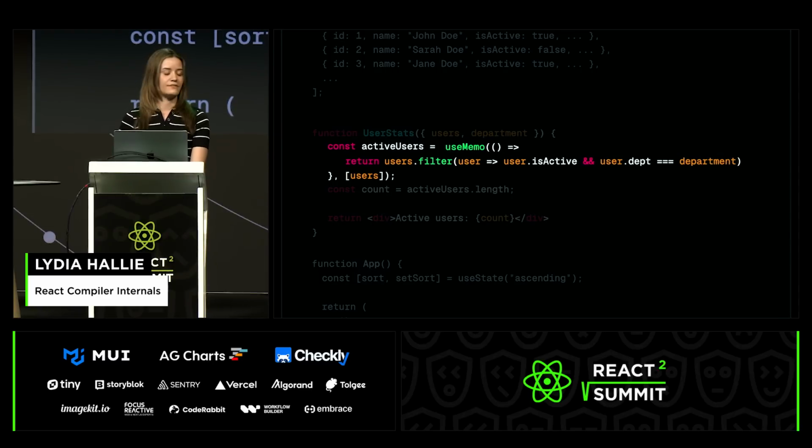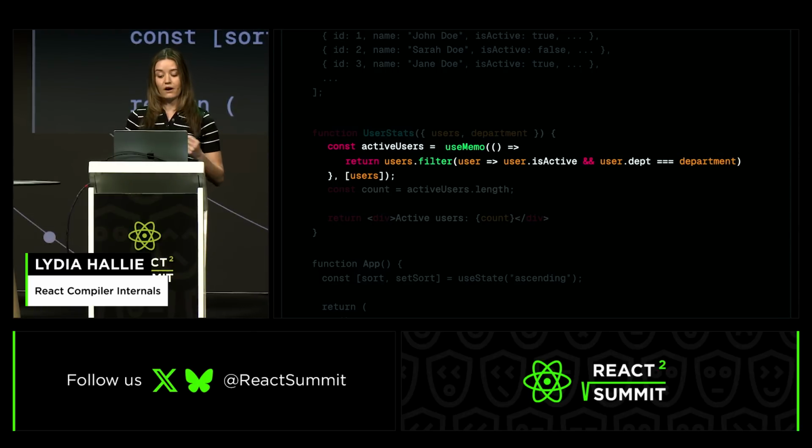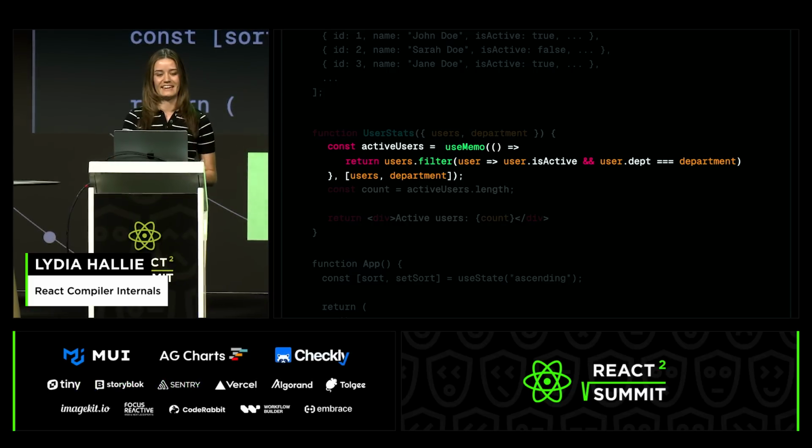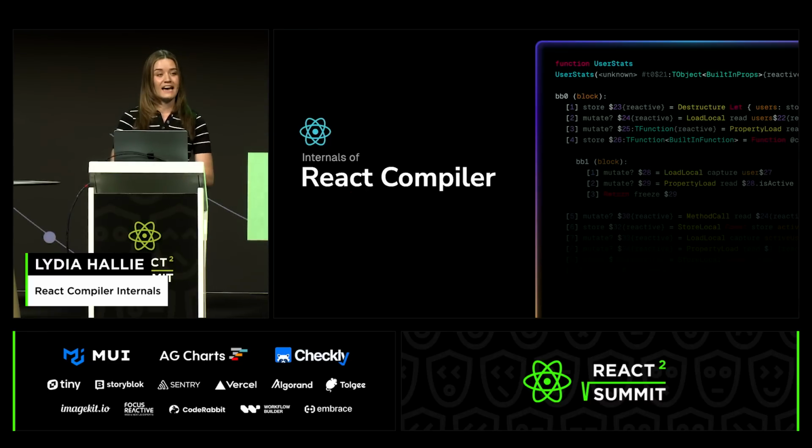But this approach does have some downsides, because now let's say that we also want to filter the users based on their department. Well, now we cannot forget to also add the department value to this dependency array. If we forget to add this, the value of active users will not update whenever department changes. And this is a mistake that I still make pretty frequently, and this is like the biggest downside to useMemo. So this is exactly what React Compiler solves.